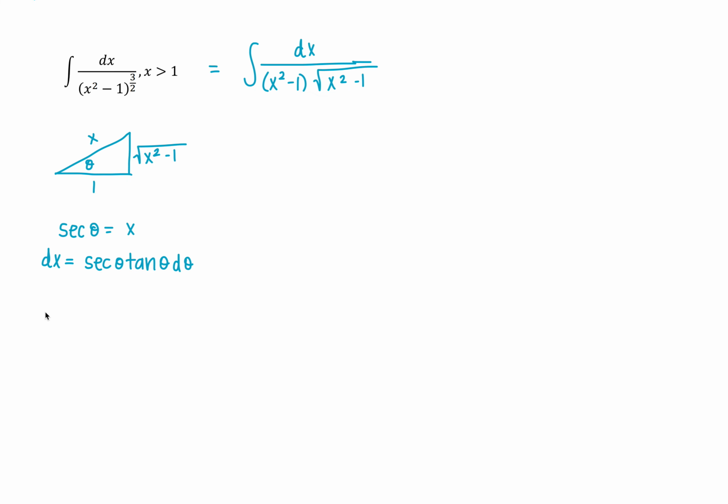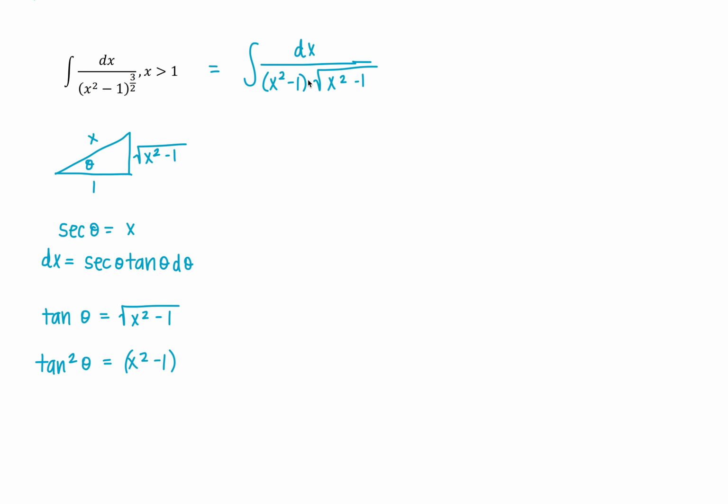Additionally, tangent theta is equal to opposite over adjacent. So in this case, it's the square root of x squared minus 1 over 1, or just the square root of x squared minus 1. And if tangent theta is equal to the square root of x squared minus 1, then tangent squared theta is just equal to x squared minus 1.